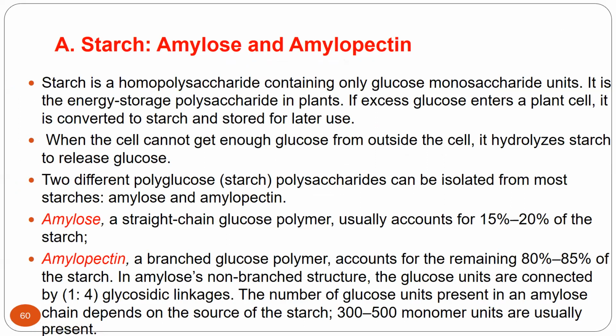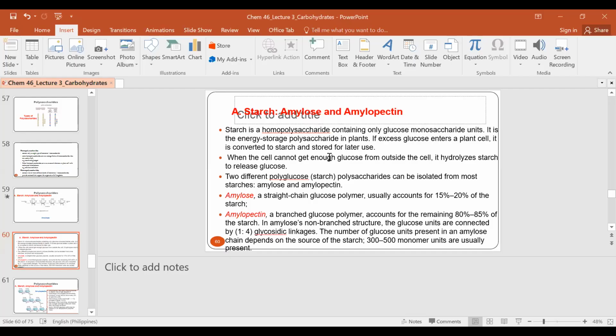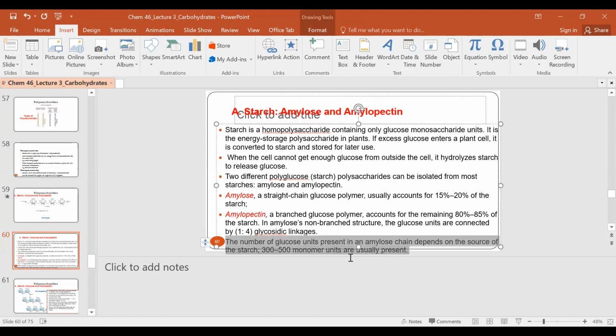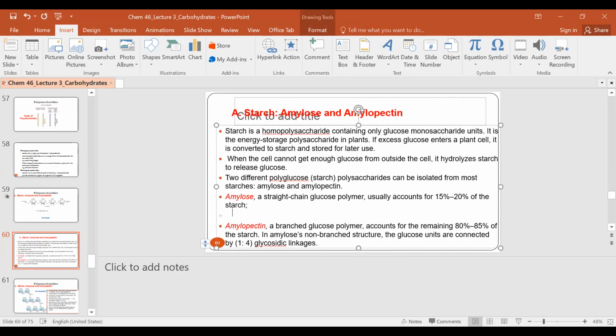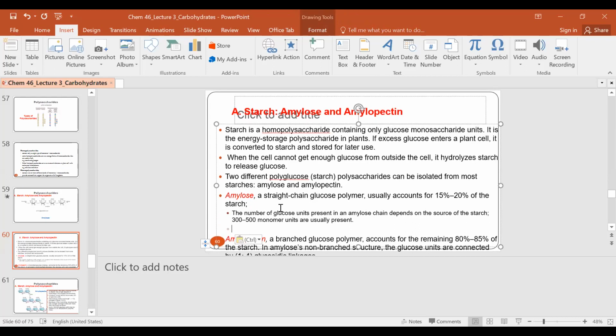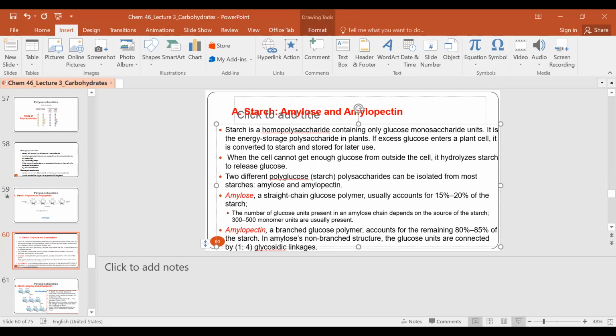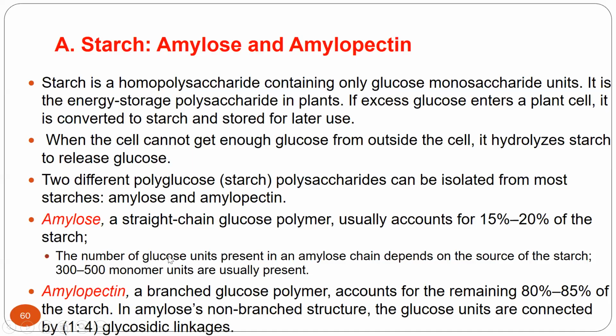Okay, so the amylose contains glucose units. It's around 300 to 500 monomer units present. So when we look at the glucose, it's usually 300 to 500 monomer units.